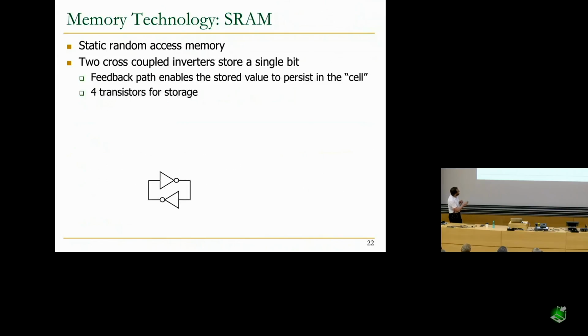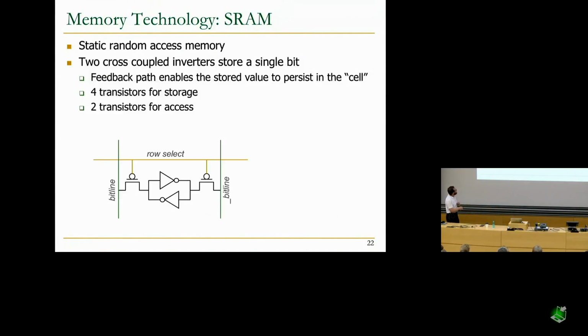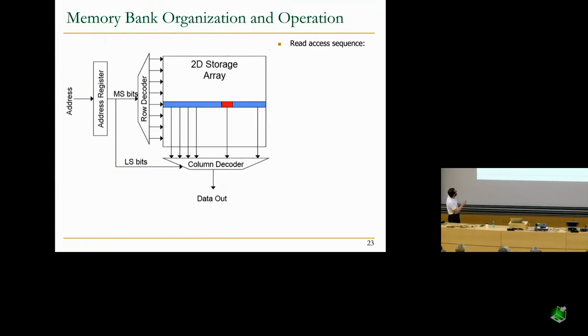SRAM, on the other hand, we've also seen, is 2 cross-coupled inverters. You have a feedback path that enables the stored value to persist in the cell, not in the sense of persistence for non-volatility, but persist for a while as long as the power is connected. You have 4 transistors for storage over here and 2 transistors for access. Clearly now this has become large. But all of them operate based on the principle that we've said.